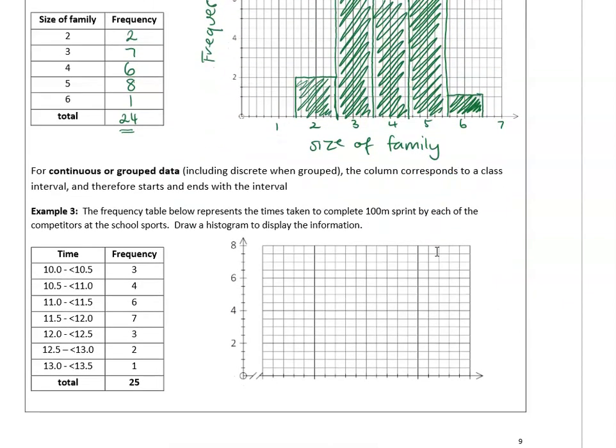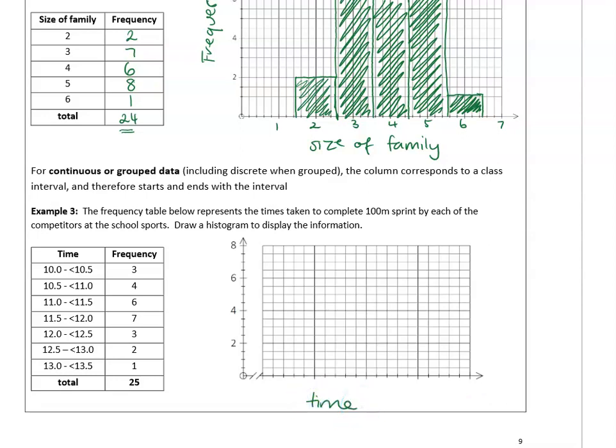Okay, for continuous data, here we've got some that has already been split into those intervals. So you can see everything that is equal to 10 but less than 10.5, we've got 3 occurrences there. And so this was showing time to complete a 100-metre sprint for some people, as 25 people at a sports event. Okay, so again, we're going to write a label for our bottom axis. So that would be our time.